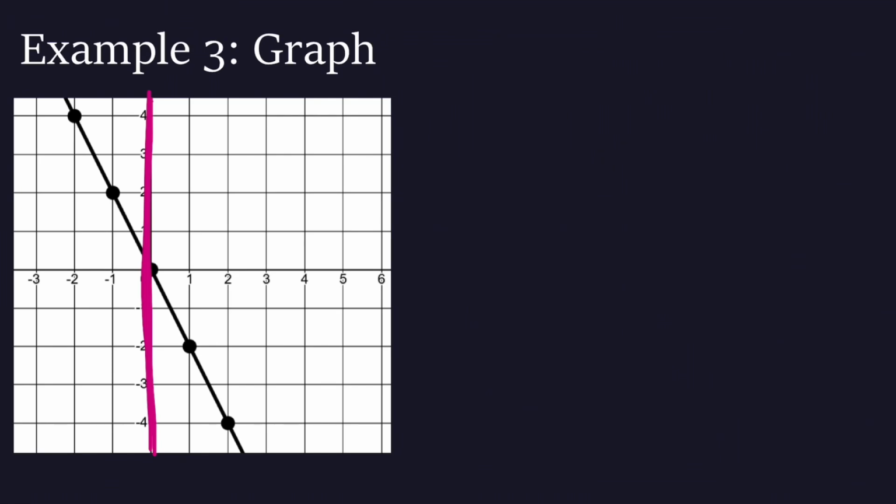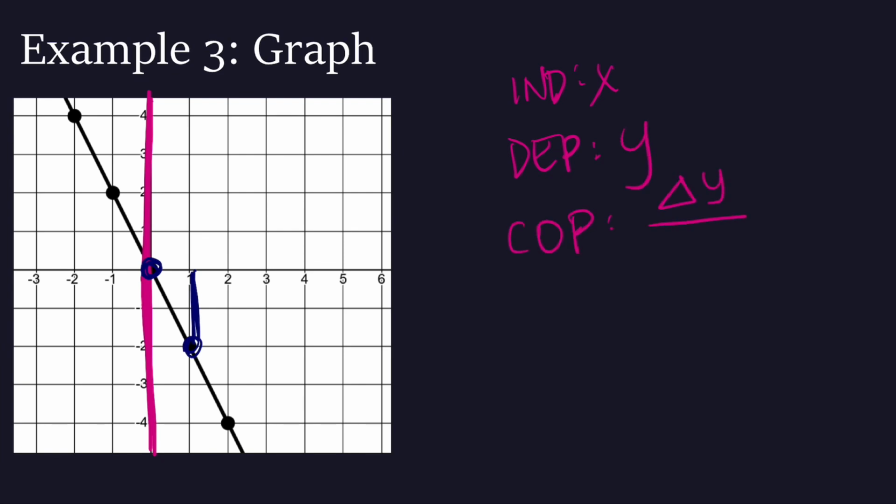So to get from this dot to this dot, it's 2 spaces. So again, my independent is x, my dependent is y, and then for my constant of proportionality, I'm going to do what's called the change in y over the change in x. You'll see this more when you do lines, but that triangle is delta, it means change. It basically means look how far apart the 2 dots are vertically. In this case, it would be 2.